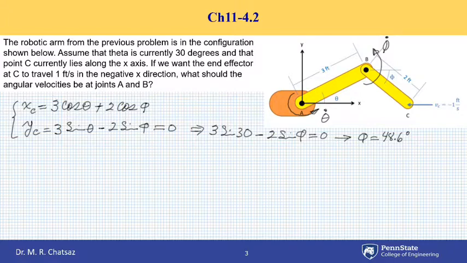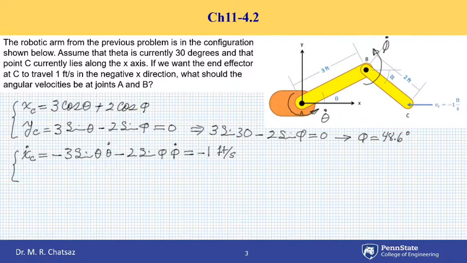Now let's take the time derivative of these two equations and find x dot of point C and y dot of point C. X dot sub C equals minus 3 sine theta times theta dot minus 2 sine phi times phi dot. And since this is the same as VC, we can let this be equal to minus 1 foot per second.